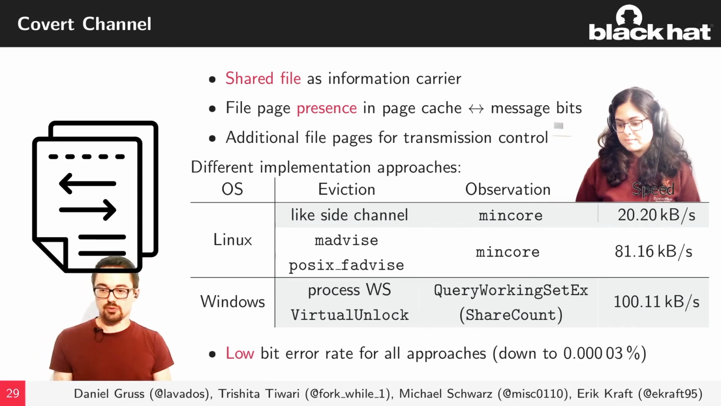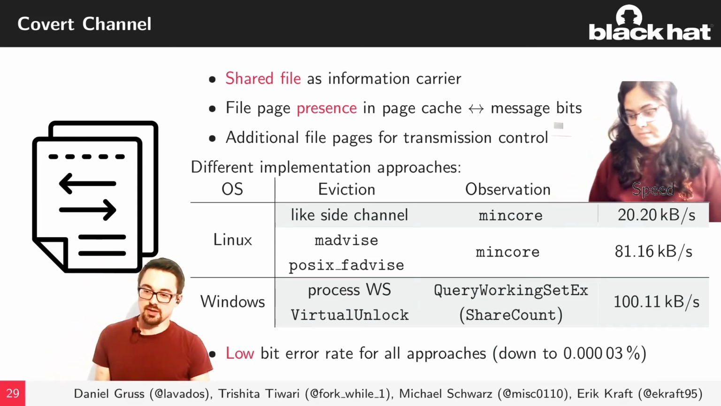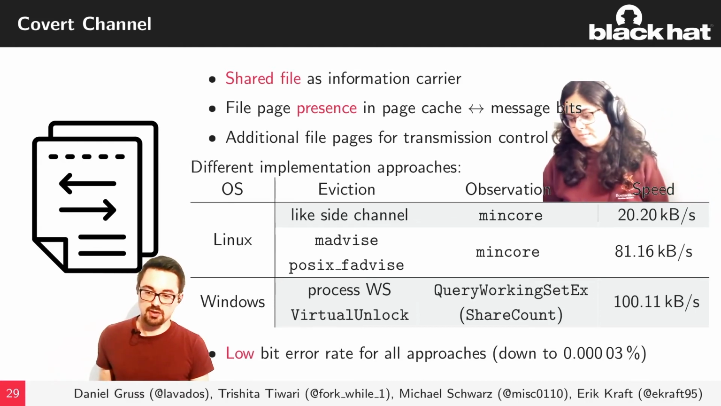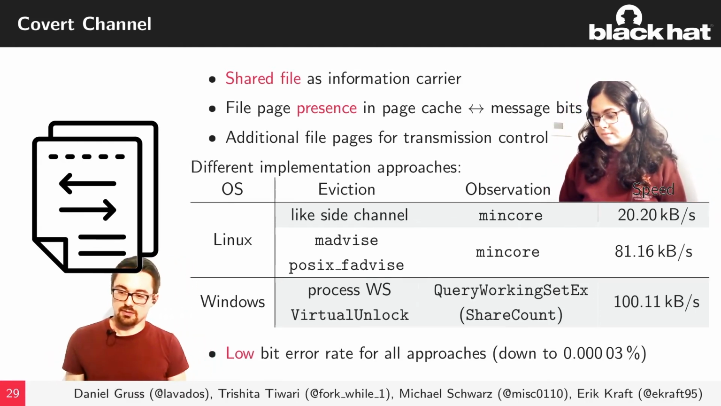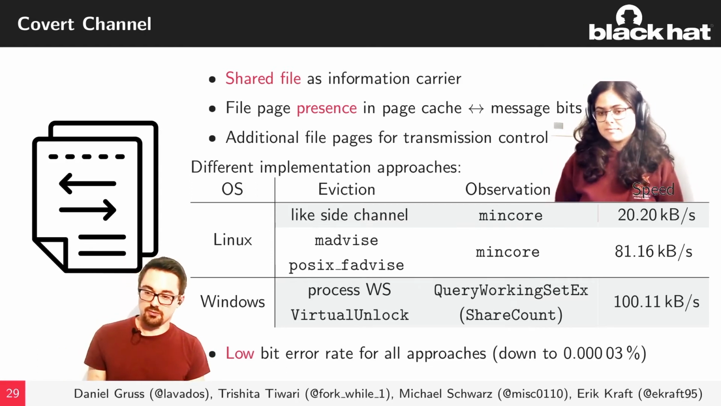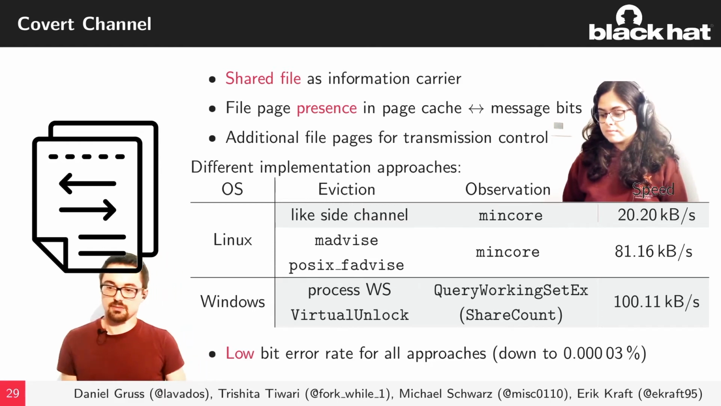And all these approaches have in common that they have a very low bit error rate, as long as no other application pressures the system memory. So you can get down to very low numbers here. And the next example we have is an attack on the PHP random number generator.